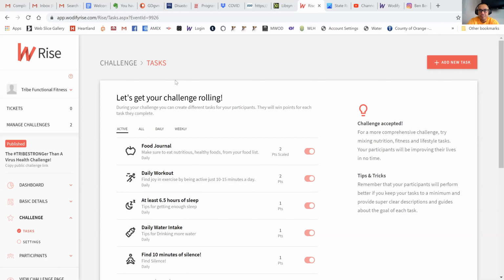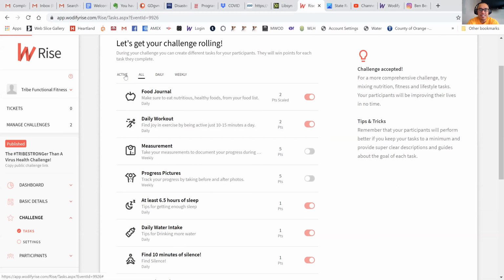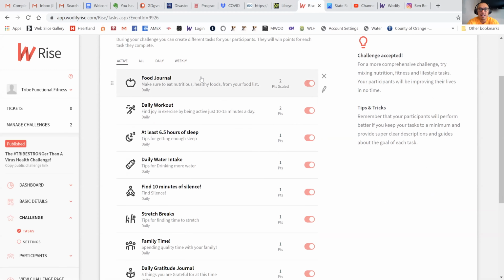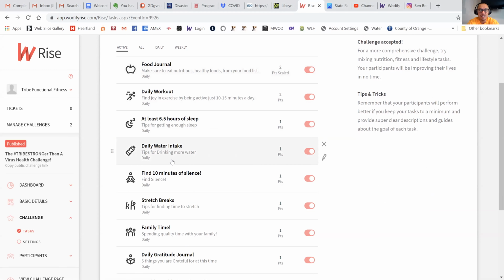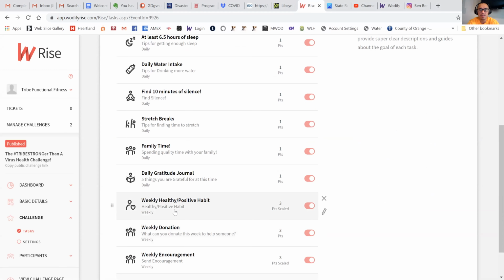With that said, we'll quickly go through all the tasks, and then I will go through each one specifically. I'm going to share my screen. There are 8 daily tasks and 3 weekly tasks. I'll go through each daily task individually, and then the 3 weekly tasks. You can see them all here.